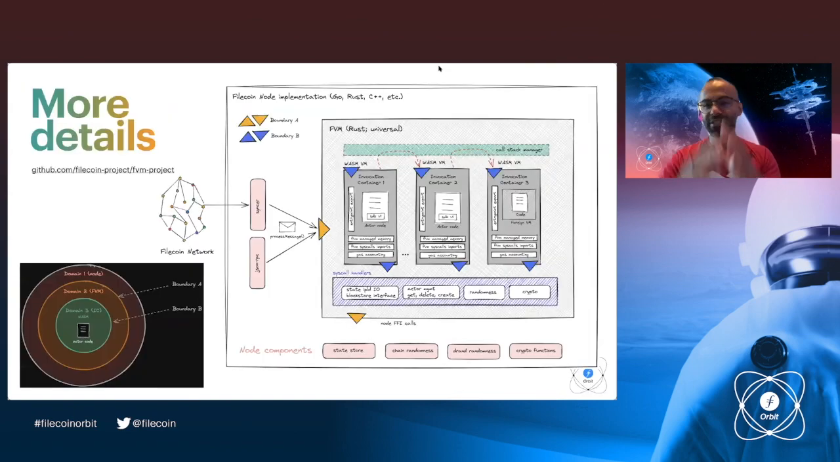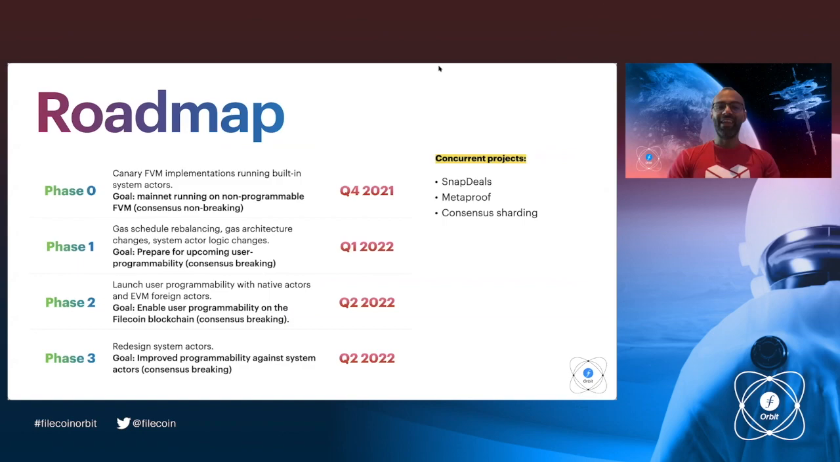Now, I've just given a few light touches on the technical design of the FVM. If you want to learn a lot more, then you can go into that repo, explore the docs, and contribute. There's a lot more detail in the technical documentation in that repo. Now, onto the part that I guess most people are interested in, which is when will this ship?